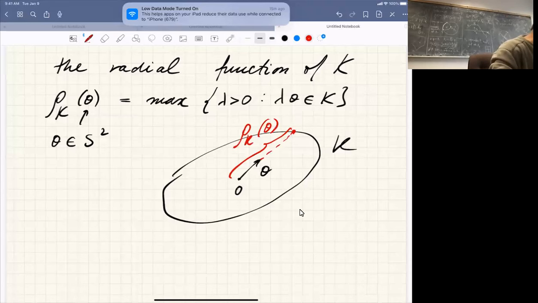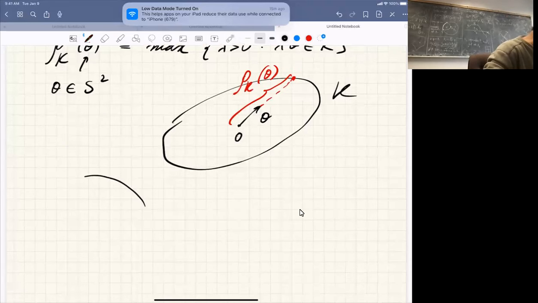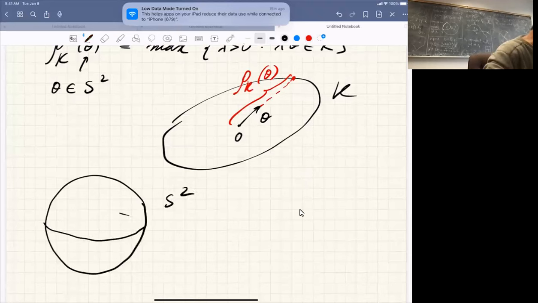So what is the idea behind it? The idea is very easy. So I have my S2. This is my sphere. And for simplicity, I take X, this is the North Pole. Okay.